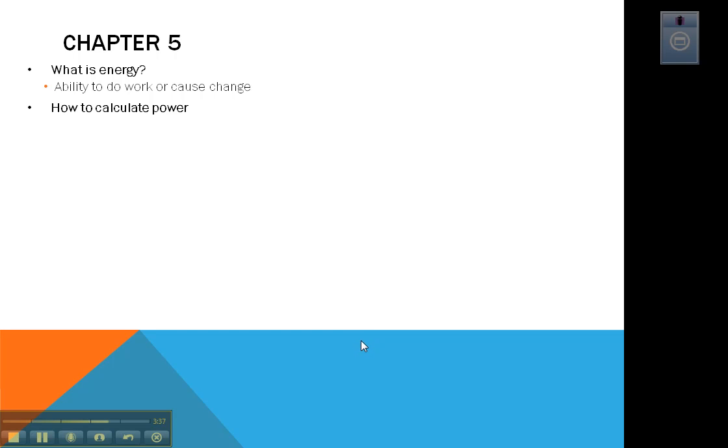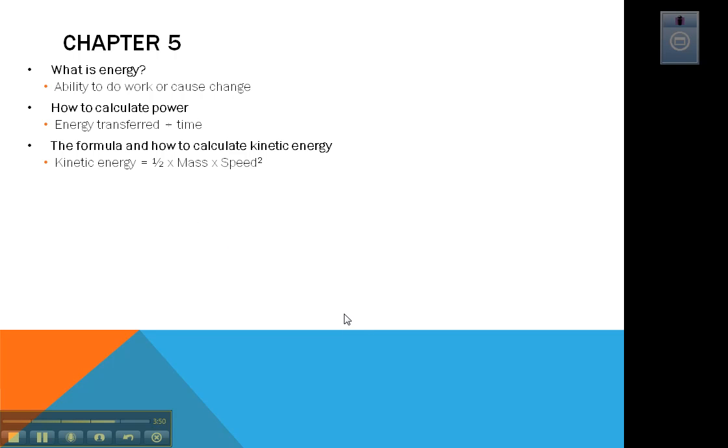Okay, how to calculate power. That's going to be energy transferred divided by, that's a divided by sign, time. And then let's even talk, we got a lot of math here, formula, and how to calculate kinetic energy. Well, kinetic energy is going to be 1/2 times the mass times the speed squared.